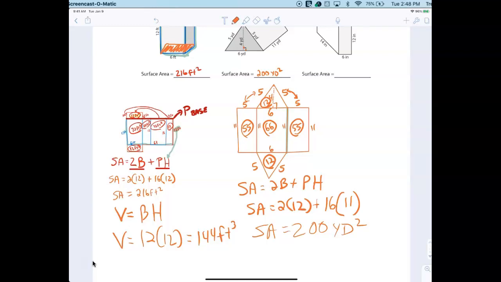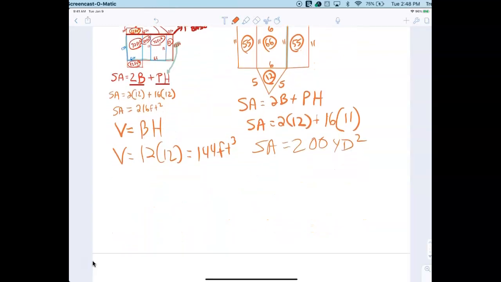All right, now quickly, we're going to review volume. Volume again is what? BH. So what's the area of the base? 12. What's the height? 11. So that volume would be 12 times 11.